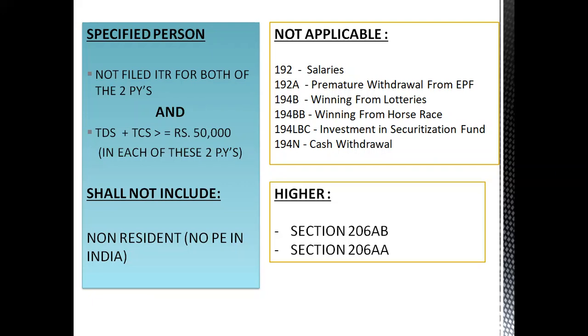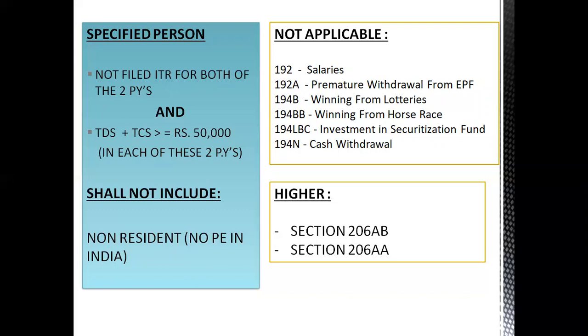One more important point to be noted here is that if the provision of section 206AA is applicable to a specified person in addition to section 206AB, TDS will be deducted at the higher of these two rates, that is the rate as arrived at in section 206AB and the rate as per section 206AA. Well, section 206AA speaks of deduction of TDS at the rate of 20% on non-furnishing or non-availability of the PAN.